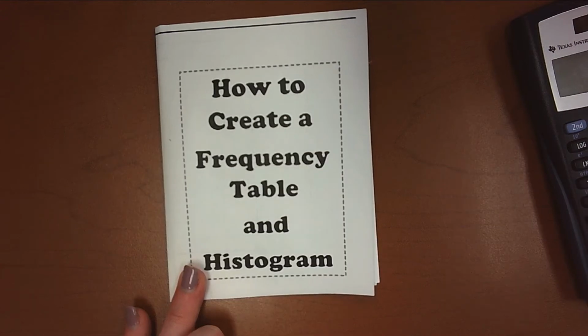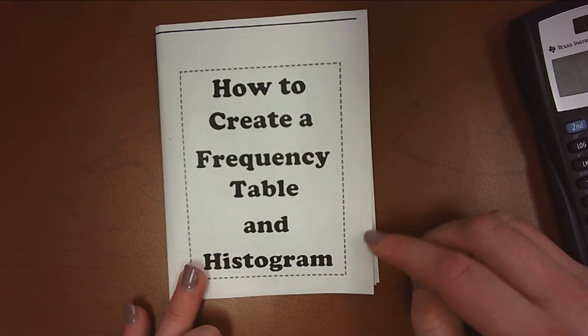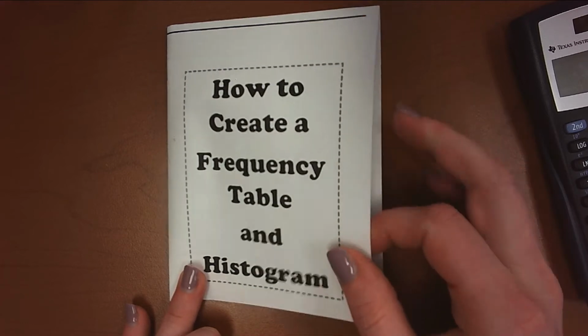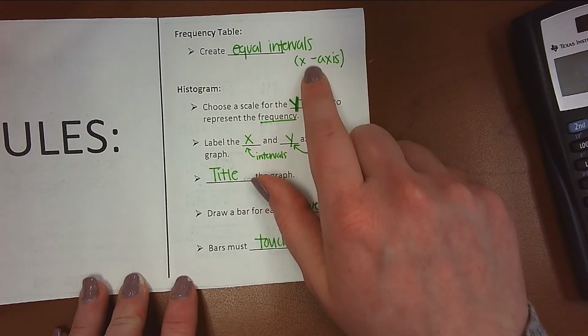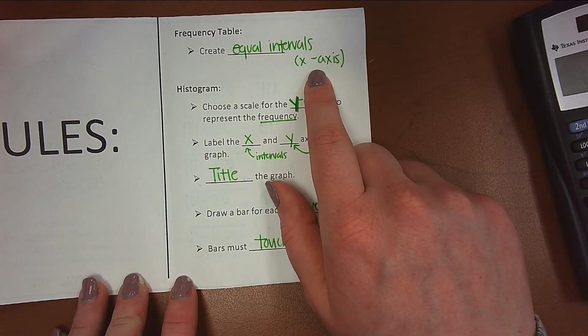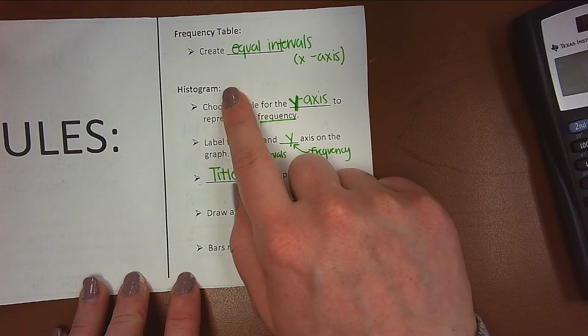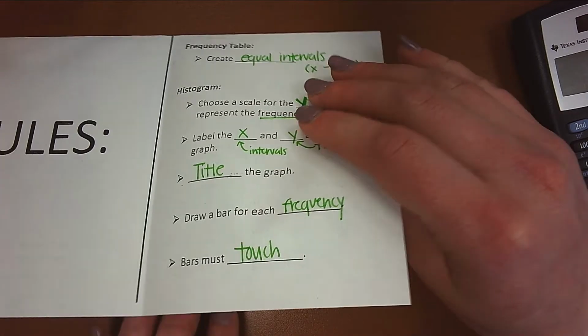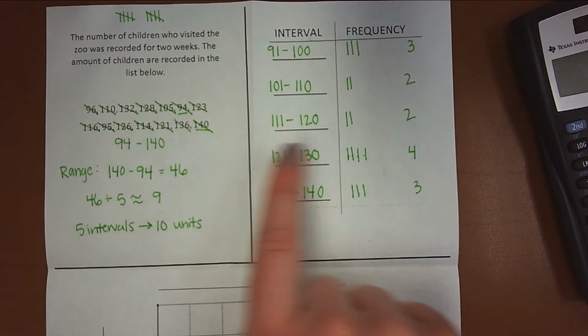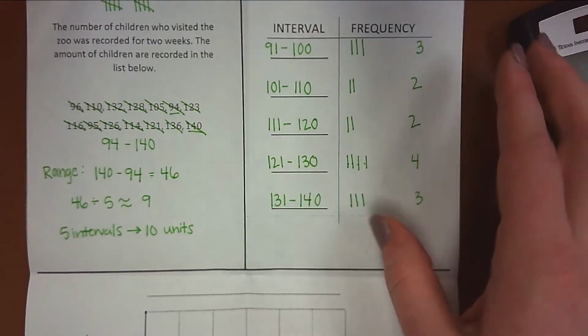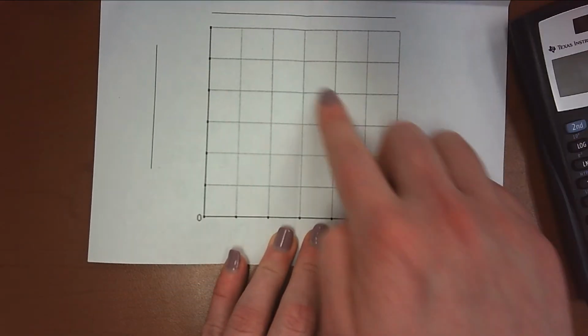Now we're going to continue with how to create a frequency table in histogram. We've made our frequency table. Following our rules, we created equal intervals, and we know that those are going to go on our x-axis on our histogram. Now we're going to follow the rules for histogram to take our example about the children at the zoo, and take our frequency table and move it into a histogram here at the bottom.